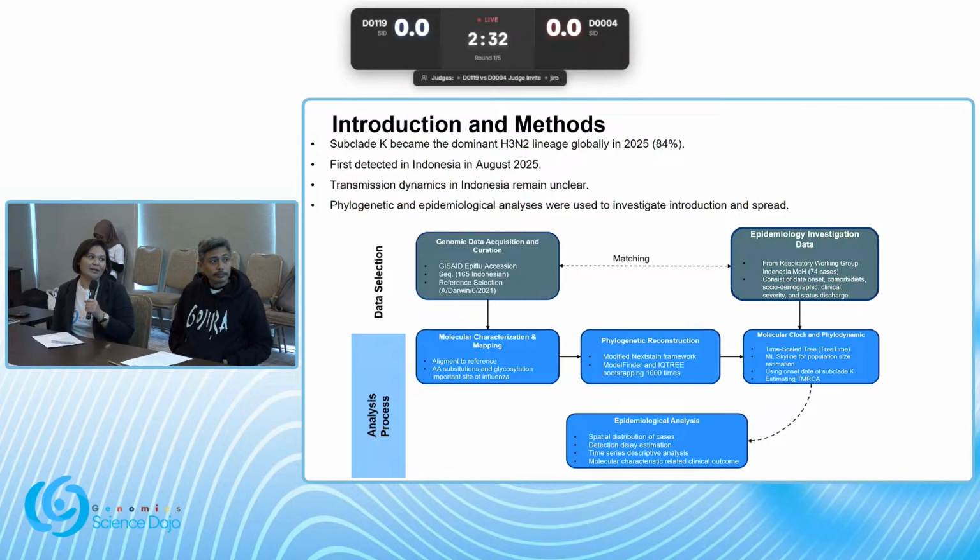So we begin with the data selection. We use genomic data acquisition and curation, matching with the epidemiology investigation data, and then we process the analysis from molecular characterization and mapping, then phylogenetic reconstruction, molecular clock and phylodynamics, and then the epidemiological analysis. Next.